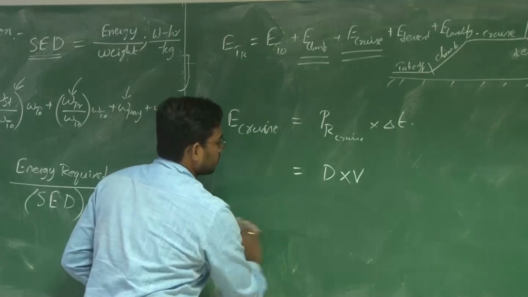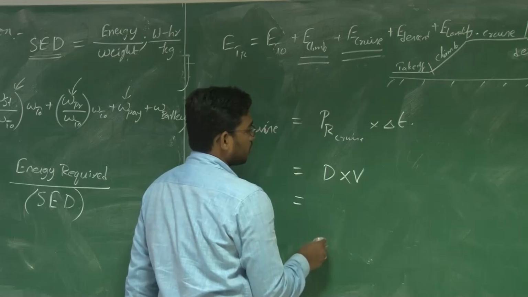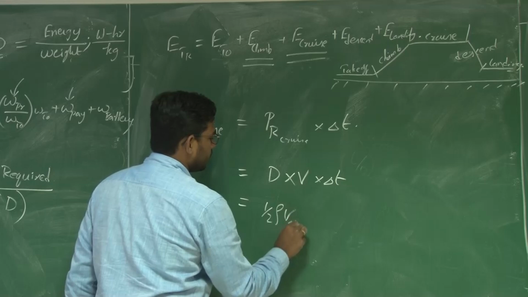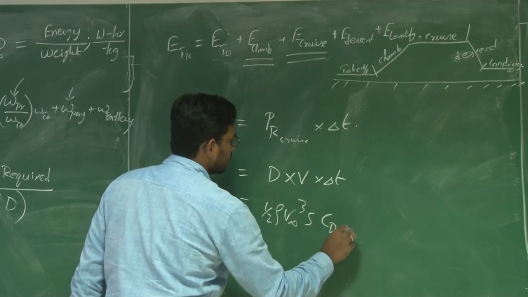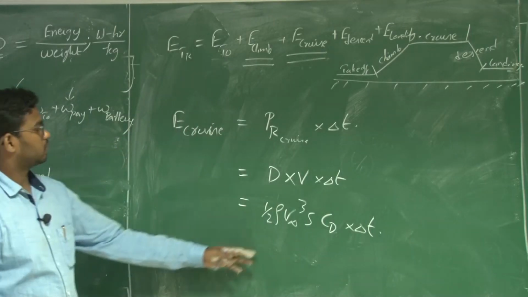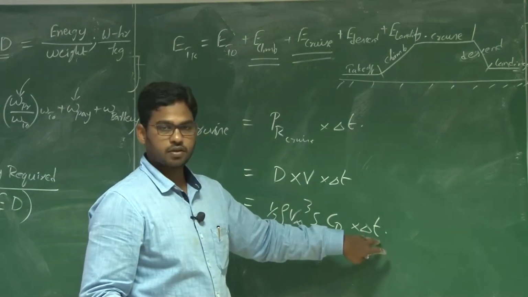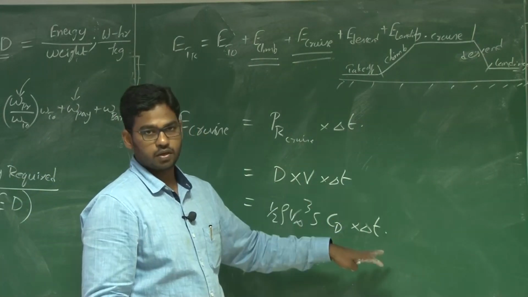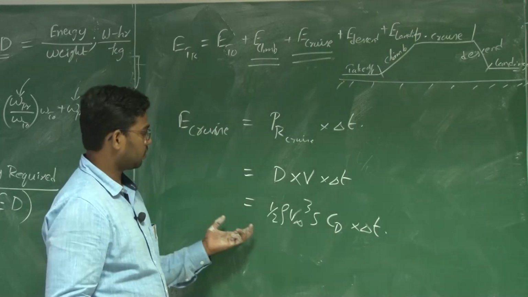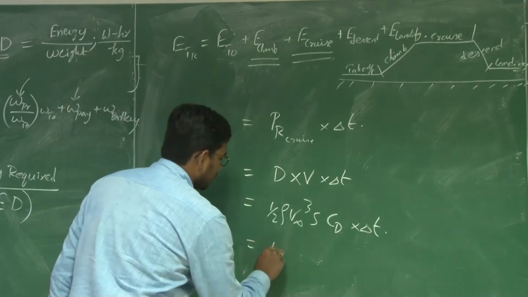Now let's go back to the energy for cruise. This is drag into velocity into delta t. What is drag? Half rho V infinity cubed S into CD into delta t. The velocity for this particular cruise mission will be given, and as part of the mission requirements you will get this delta t. You need to know what this CD is in order to figure out the energy for cruise.